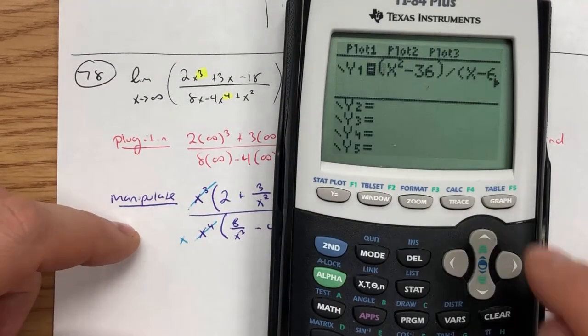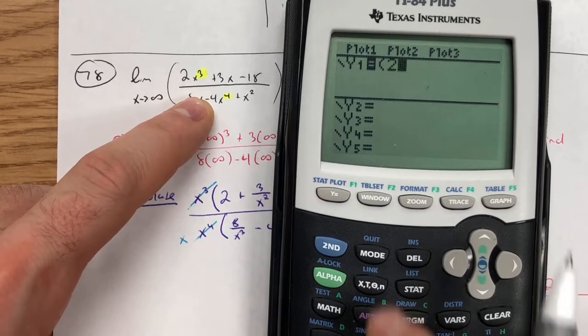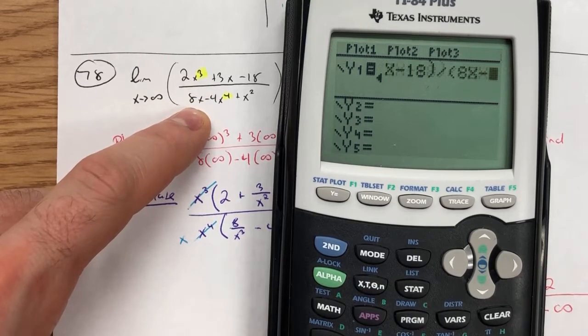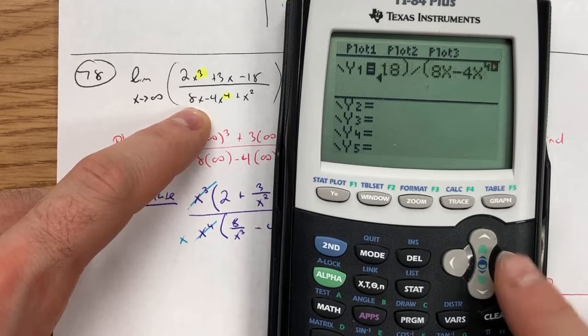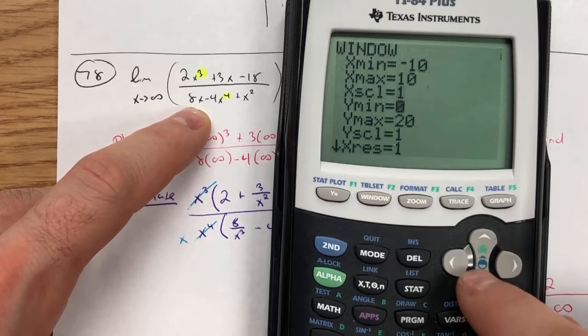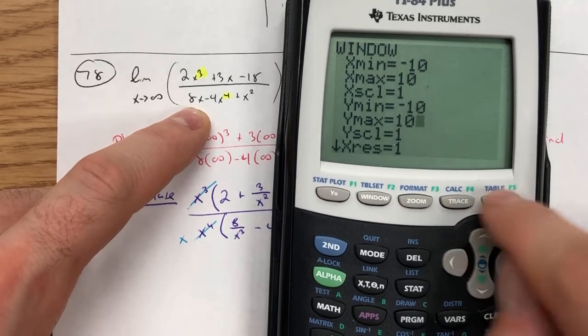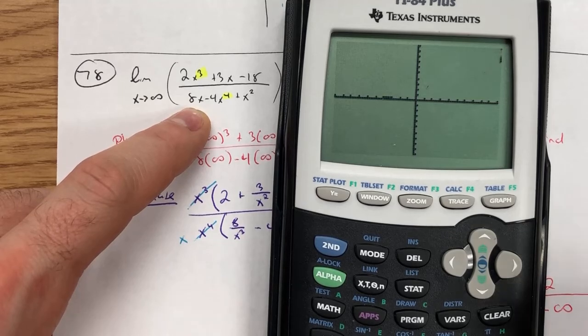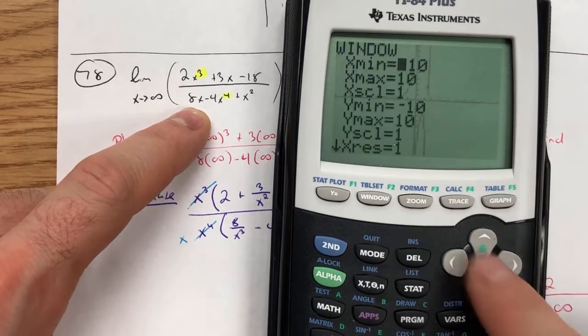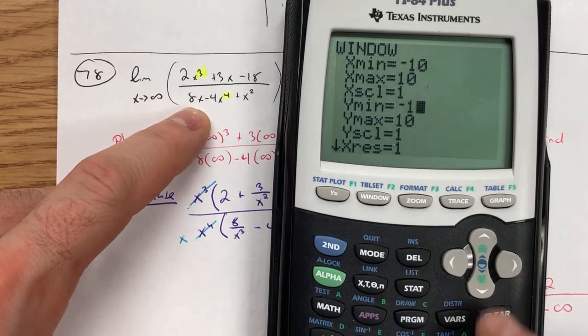Let's go ahead and clear our last one. We have numerator 2x cubed plus 3x minus 18, close numerator, 8x minus 4x fourth plus x squared, close denominator. Let's set this window back up from negative 10 to 10. Take a peek at the graph. Okay. So notice the graph is very, very, very tight down here. So I'm going to close the window just a little bit from negative 1 to 1.